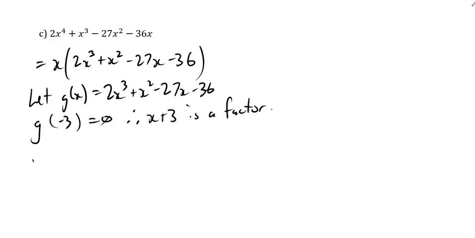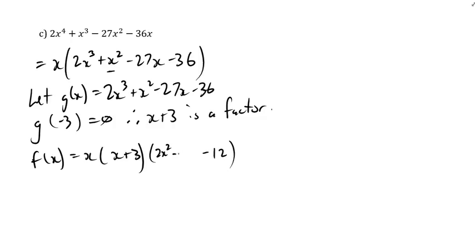So my original function wasn't called f at x, but I'm going to call it f at x equals x times x plus 3. So 3 times something has to give me negative 36, so that's going to be negative 12. X times 2x squared will give me the 2x cubed. And how do I find the middle term? Well, 3 times 2x squared is 6x squared, but I need 1x squared, so this is going to have to be minus 5x.